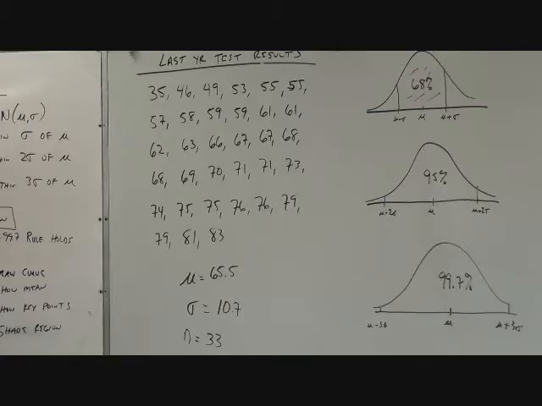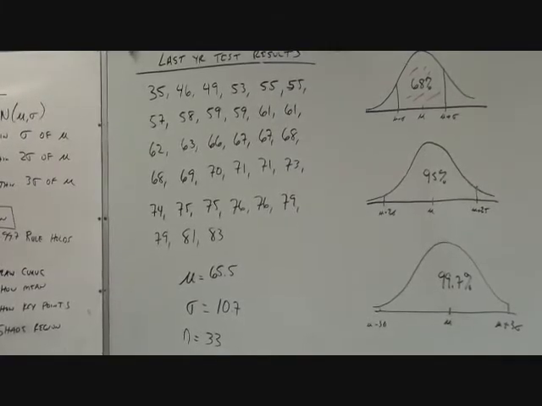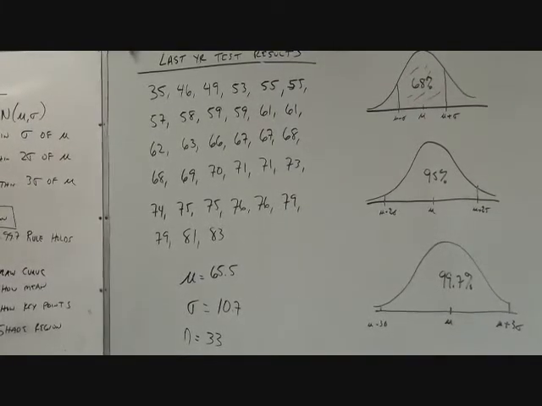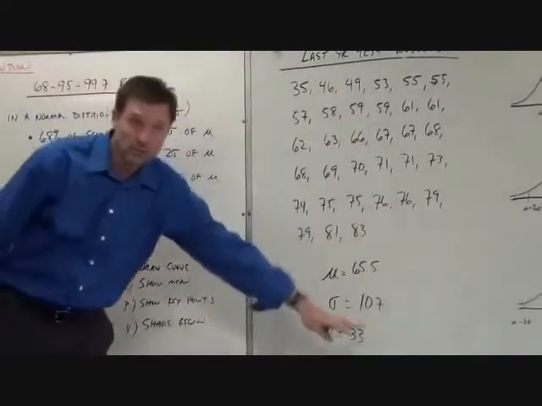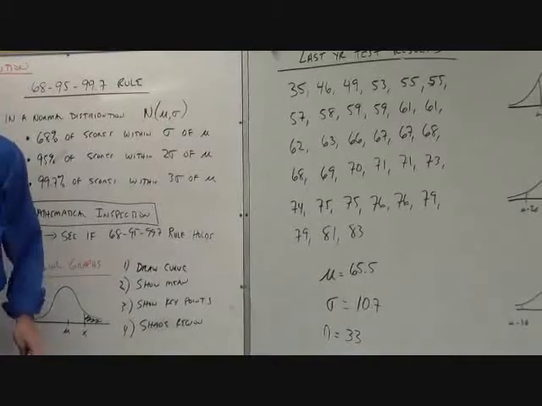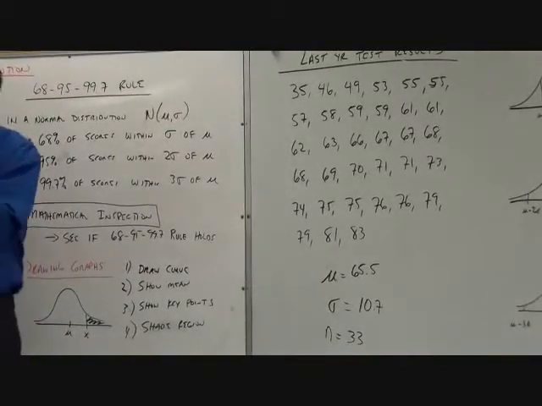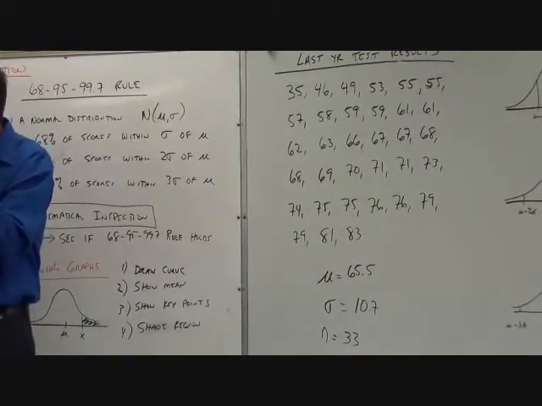Actually doing a mathematical inspection of this data. If these three things hold, then we can say this data is normally distributed. And 68% means most of the data is right around the middle.